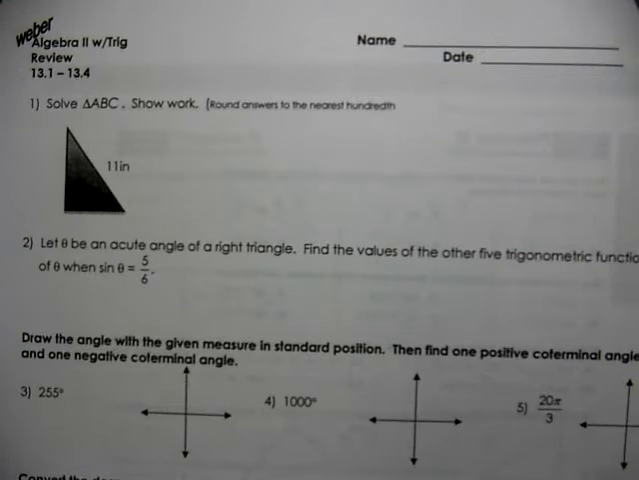This is Algebra 2, Chapter 13.1 through 13.4 review. This first part we're looking to solve triangle ABC. To solve means to figure out all of its sides and angles.